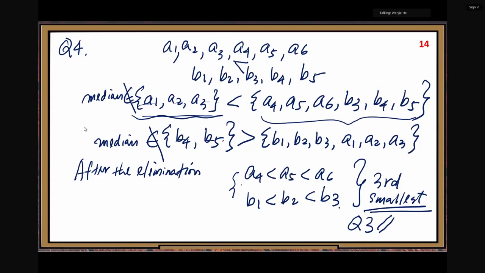Question number 5. Here, I want to talk about the step closely related to our merge operation. We just learned the merge operation.